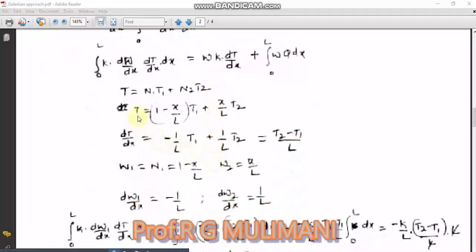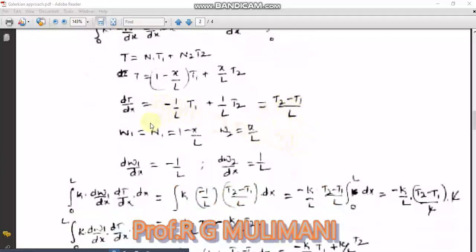So differentiating this with respect to x, we have: the differentiation of 1 is 0, the differentiation of minus x by L is minus 1 by L times T1, and the differentiation of x by L with respect to x is 1 by L times T2. So it is T2 minus T1 by L.